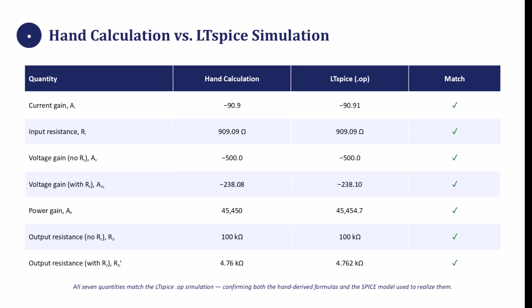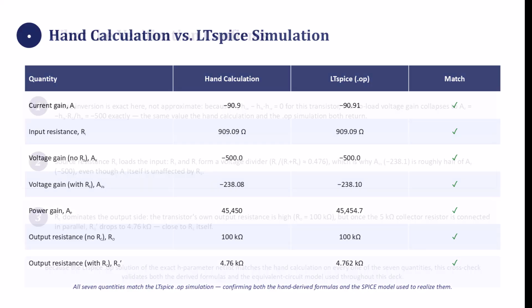both confirmed by simulation. This kind of agreement is the whole point of building the exact H parameter netlist rather than trusting a generic model. When hand calculation and simulation agree to 4 or 5 significant figures like this, it tells us the formulas are correct and were applied correctly, not just that the simulator ran without errors.